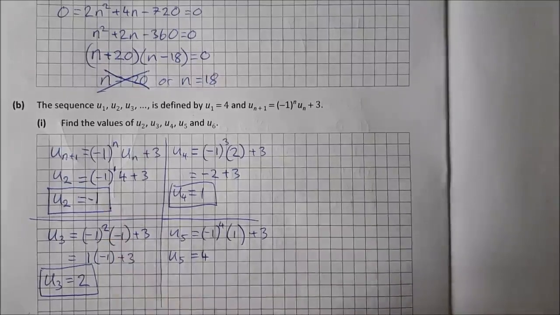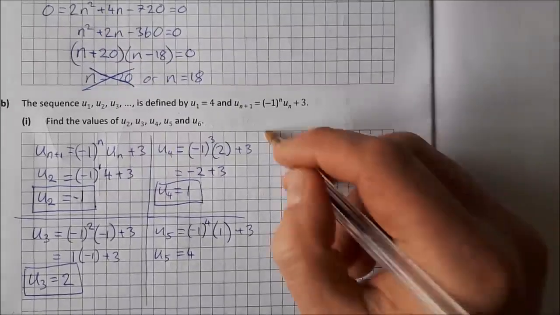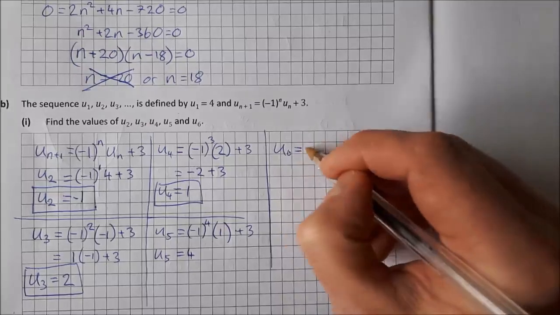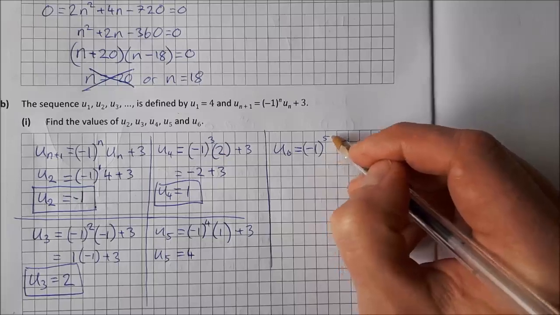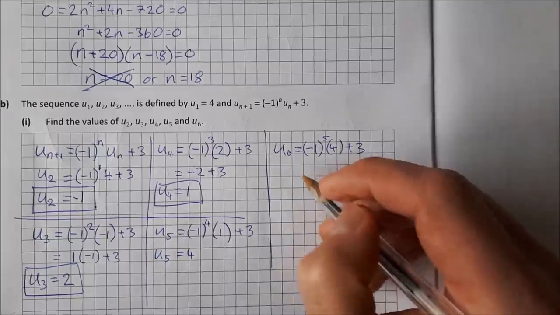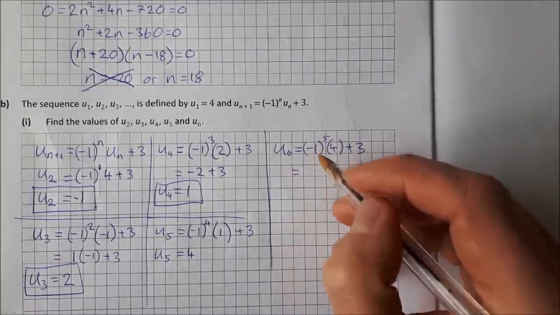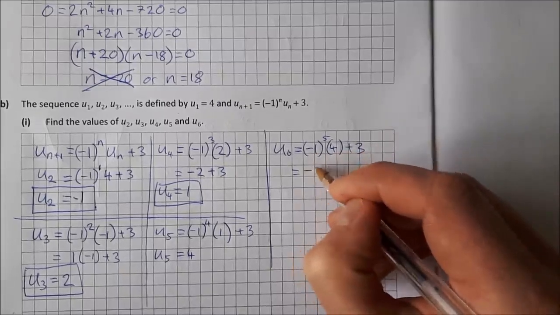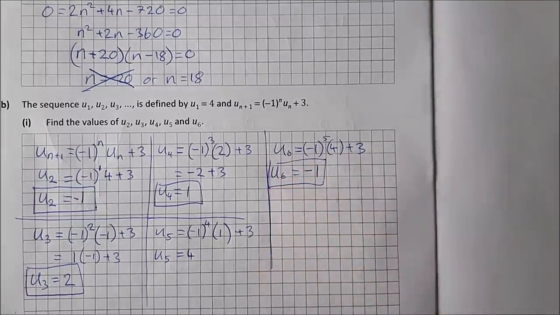So far I've got minus 1, 2, 1 and 4. I need to get one more, so I'm going to get u of 6. Doing the same thing, that's minus 1 to the power of 5 this time, times the previous one, which is 4, plus 3. Minus 1 to the power of 5 is minus 1. Minus 1 times 4 is minus 4. Minus 4 plus 3 is minus 1. So u of 6 is minus 1.